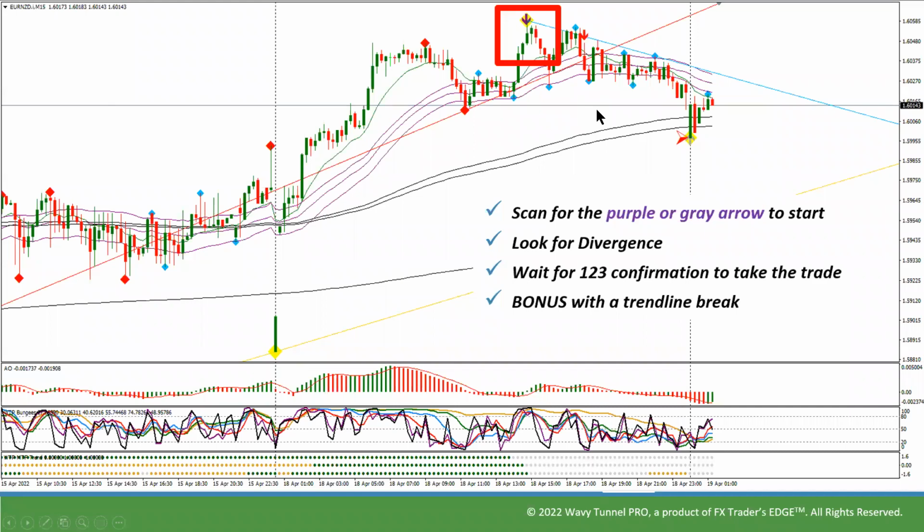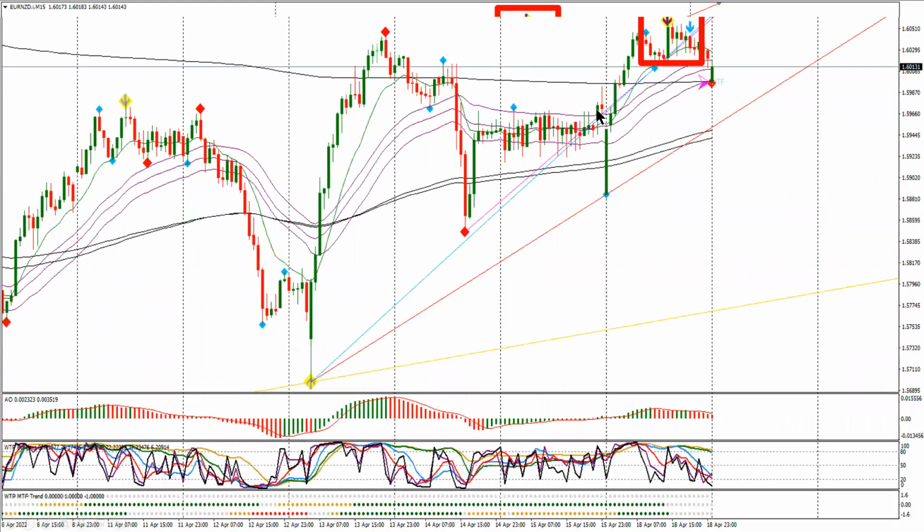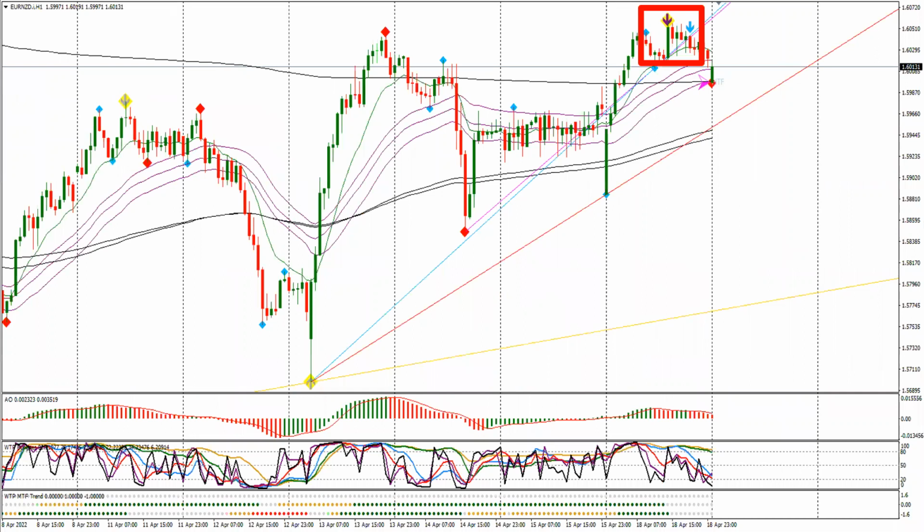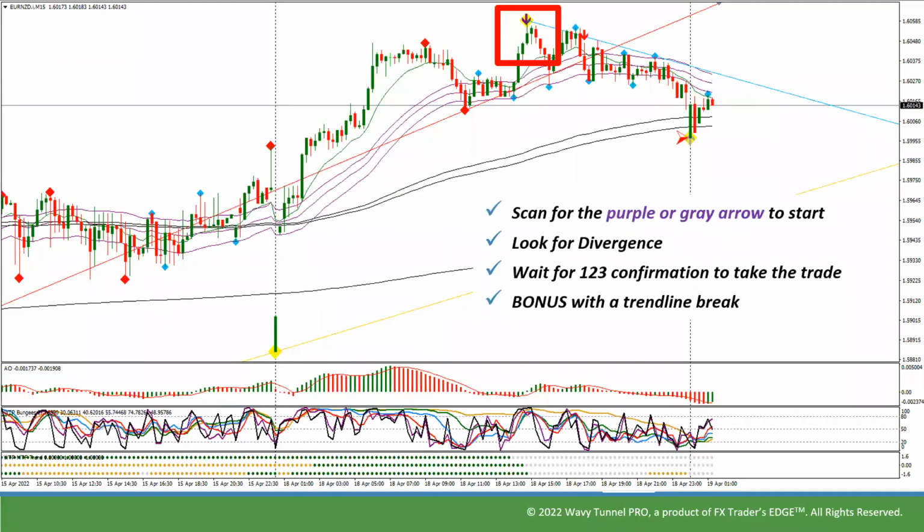Well, by the time I printed this out, let's just go back up to the 4-hour. Yeah, 3 candles. That's a long time. So it's best to get it on the first 2 candles, if you look at it every day or a couple times a day.